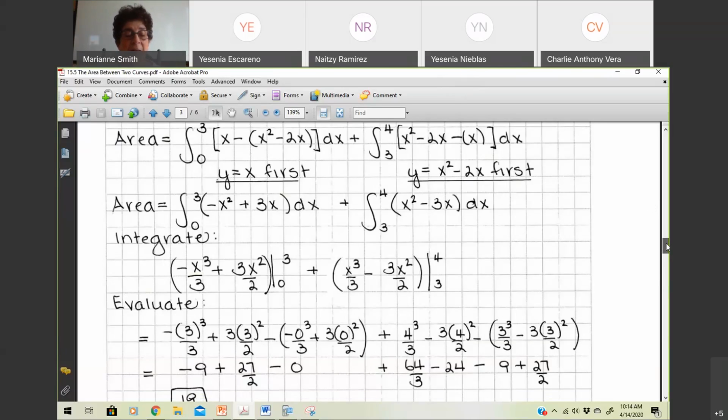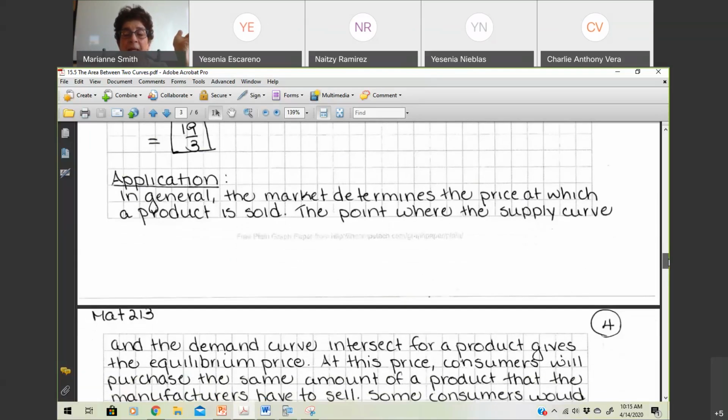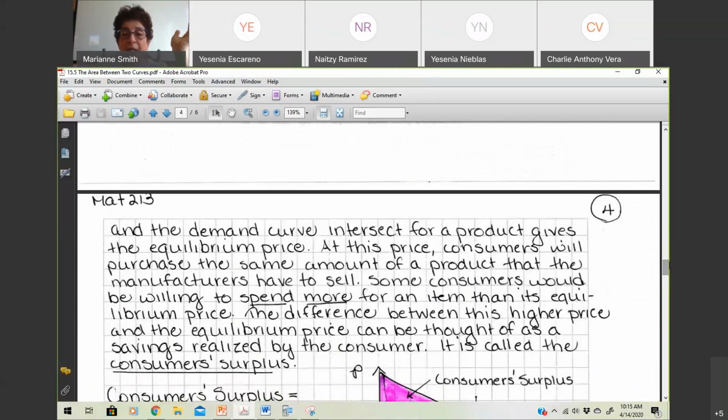Okay. Let's take a look then at an application, and this application comes from economics. It's called Consumer and Producer Surplus, okay, which some of you may have heard about in your econ classes. So in general, the market determines the price that a product is sold at, and the point where your supply and demand curves intersect gives you something called the equilibrium price, okay? So the demand and the supply kind of cooperate together to keep this price at a stable value. Consumers will purchase the same amount of a product that manufacturers have to sell.